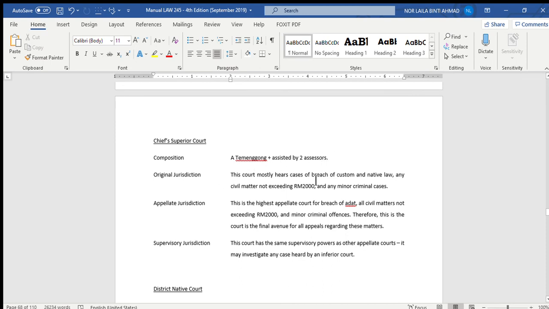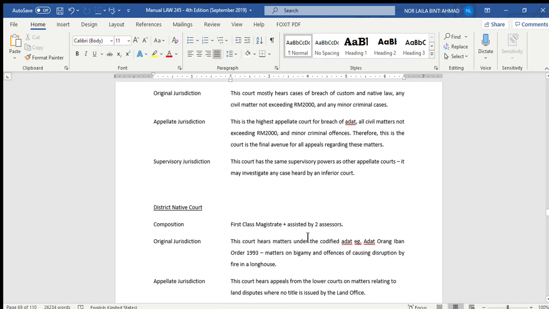Original jurisdiction to hear cases of breach of custom and native law, any civil matters not exceeding 2,000 ringgit, and minor criminal cases. For appellate jurisdiction, this is the highest appellate court for breach of adat, all civil matters not exceeding 2,000 ringgit and minor criminal offences, and this is the court that is the final avenue for all appeals regarding these matters. And it also has supervisory jurisdiction to supervise the lower courts, and it may investigate any case heard by an inferior court. Inferior court means lower courts.